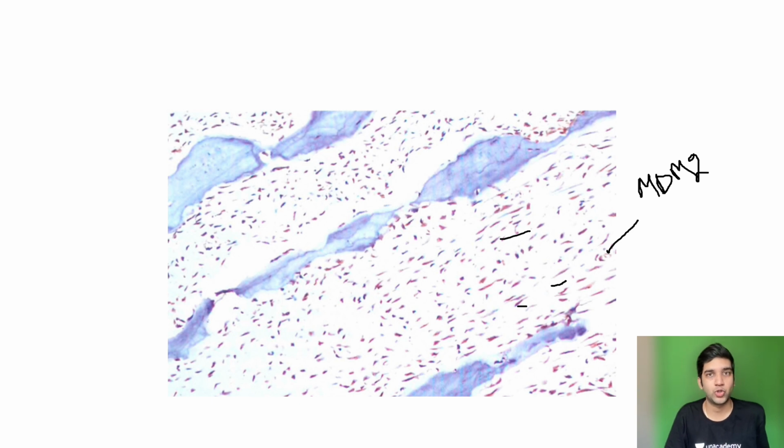On a low power, especially in a very hypocellular area, that's what can be seen in parosteal osteosarcoma. I might miss them. Only for fibroblastic lesions, please go to at least 20x to report an IHC. Don't report on a 4x like any other thing. You have to go and look.